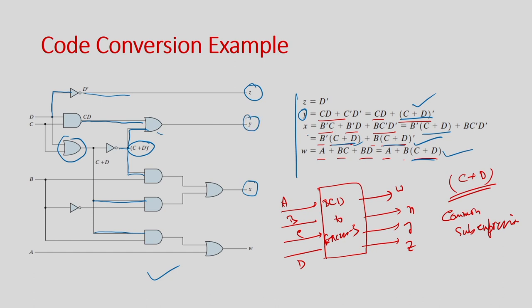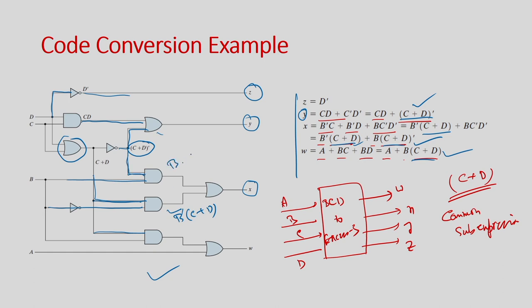Similarly for X, it is B bar. So B bar is coming here. This is my B bar, and it is ANDed with C or D. So C or D is coming here. So this is my B bar (C or D), right? This is B bar (C or D), and here B is coming, and this is coming C D bar, right?